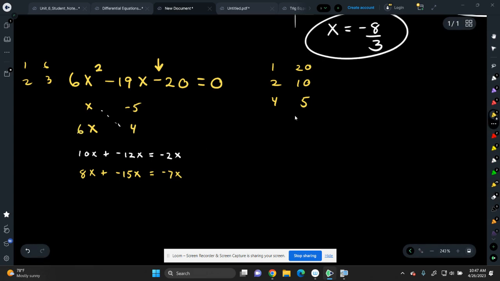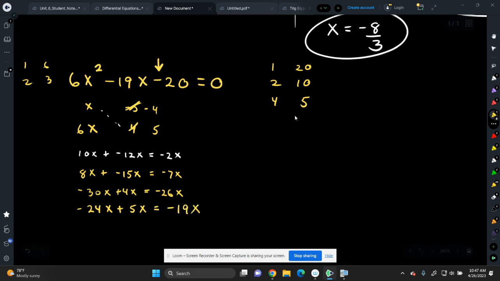1x and 6x. Okay, and this is the process we go through, right? Sometimes it's quick, sometimes it takes several tries. Okay, cross multiplying this time, I get negative 30x plus 4x, negative 26x. Right, let me switch the 4 and the 5 again. So now I get negative 24x plus 5x, and there, that one worked. Negative 19x, so that's the correct combination. So sometimes you just have to keep trying until you find the right one.